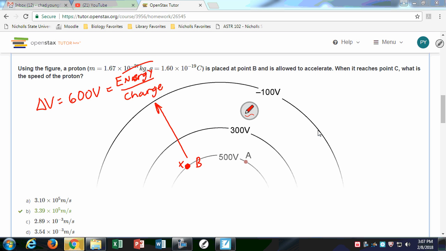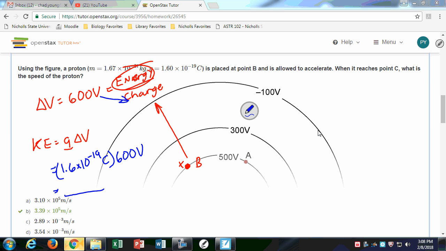So what I want to do is find that energy. That's going to be all kinetic energy, and set that equal to 1/2 mv squared. So kinetic energy is equal to Q times delta V. All I'm doing there is cross multiplying to get Q times delta V. Q is, it's a proton, so it's 1.6 times 10 to the minus 19 coulombs times delta V, which is 600 volts. And that gives me my energy, whatever that is.